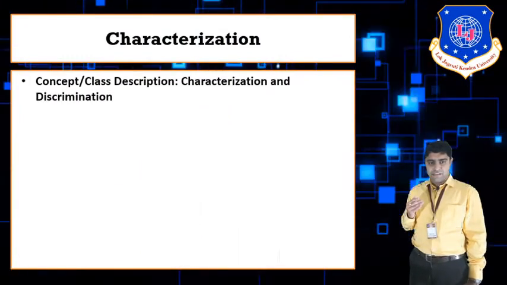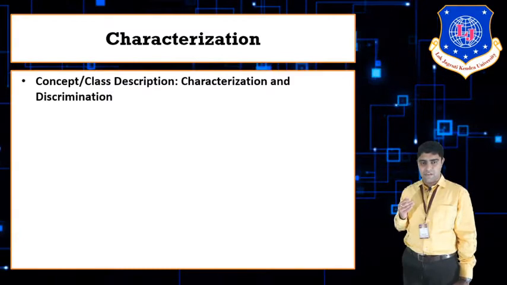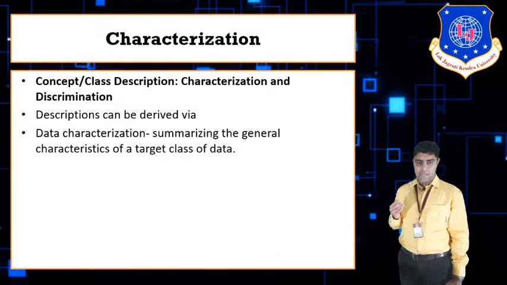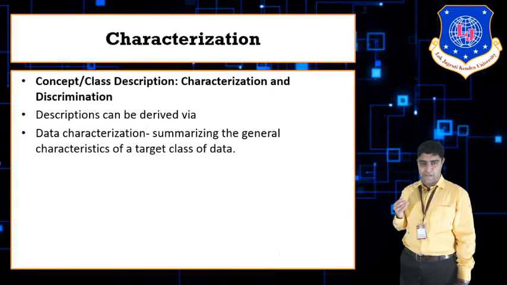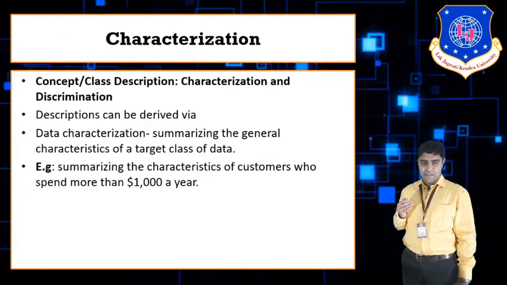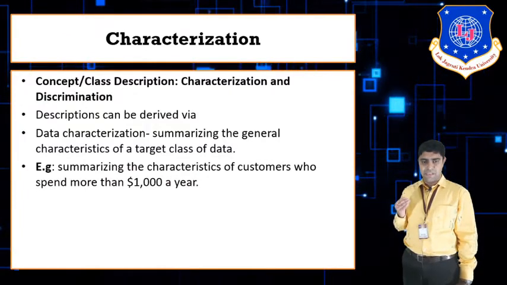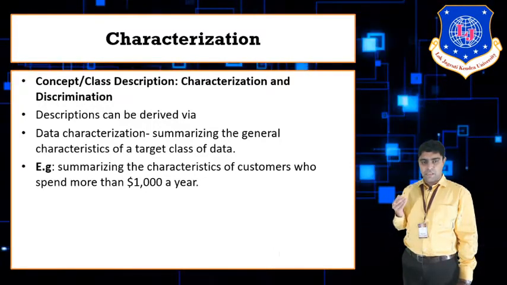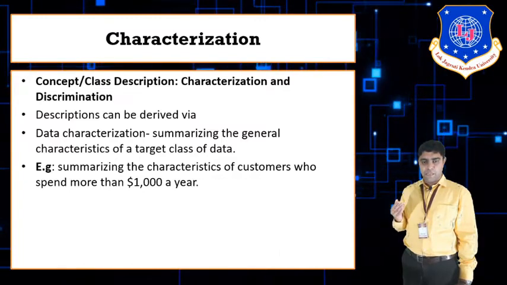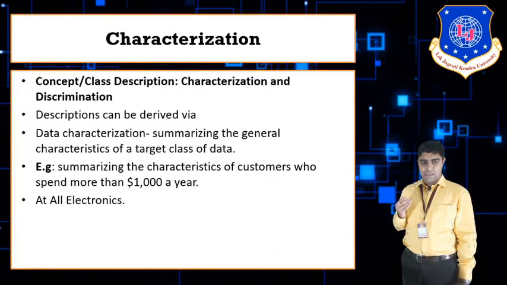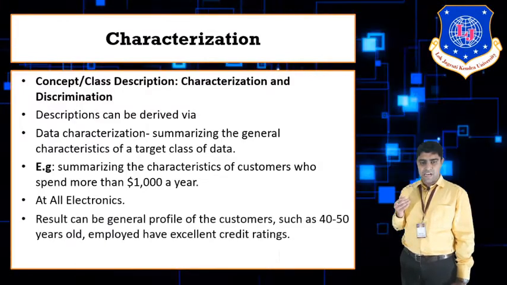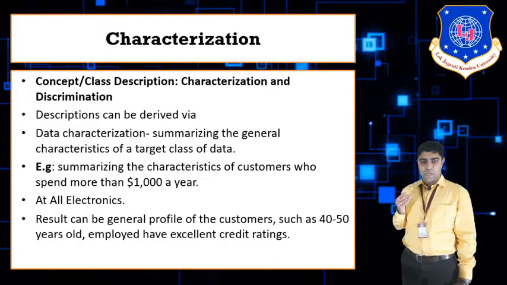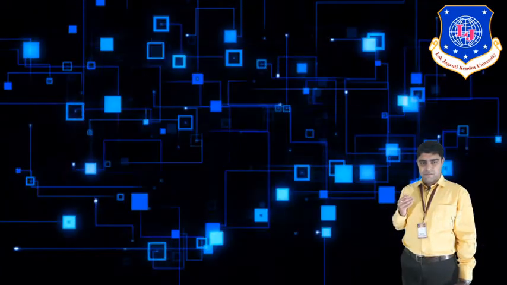So first is concept or class description, that is characterization or discrimination. Characterization is derived via data characterization, summarizing the general characteristics of the target class. Example: summarizing the characteristics of customers. We will summarize the characteristics of customers who spend more than 1 lakh rupees in a year. We will summarize that data from different types of companies. That is called characterization. At AllElectronics, the result can be a general profile of the customers, such as 40 to 50 year old people with excellent credit card ratings.